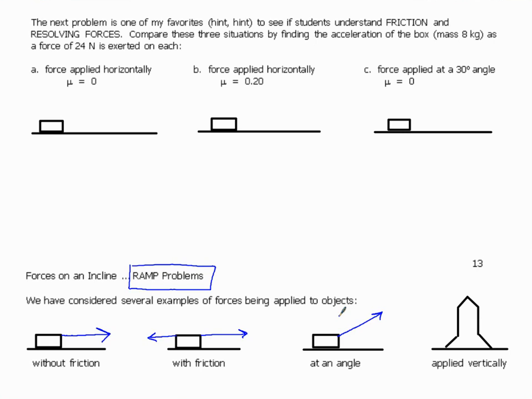And then we have forces that are applied vertically. So in our rocket problem, we have the thrust, which is pushing backwards, and the ground is pushing back on the rocket, and we may have some acceleration.